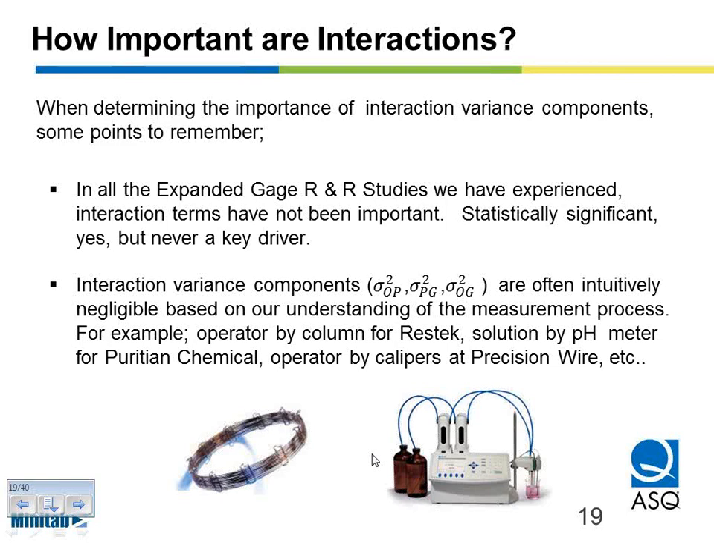The idea that the interactions are of lesser importance is going to come into play when we go to the next step of our discussion, which is how do we decide which sampling plan is the most effective sampling plan to implement. So let's go on to the next part of our discussion.